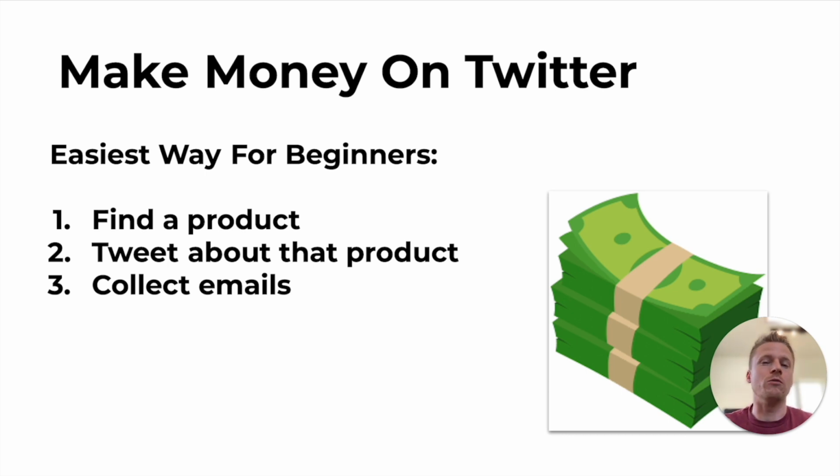The easiest way for beginners to make money with affiliate marketing on Twitter is, number one, find a product, which we already did at the beginning of this video. Number two, we're going to tweet about that product, which I'll show you step by step. And then number three is we're going to collect email addresses to build a long-term business.